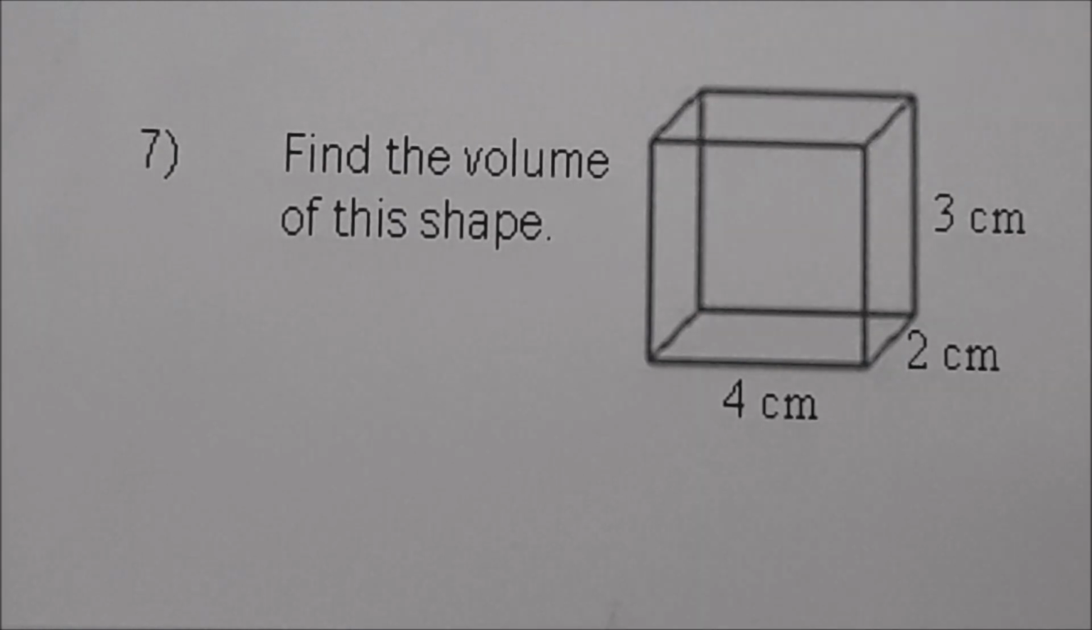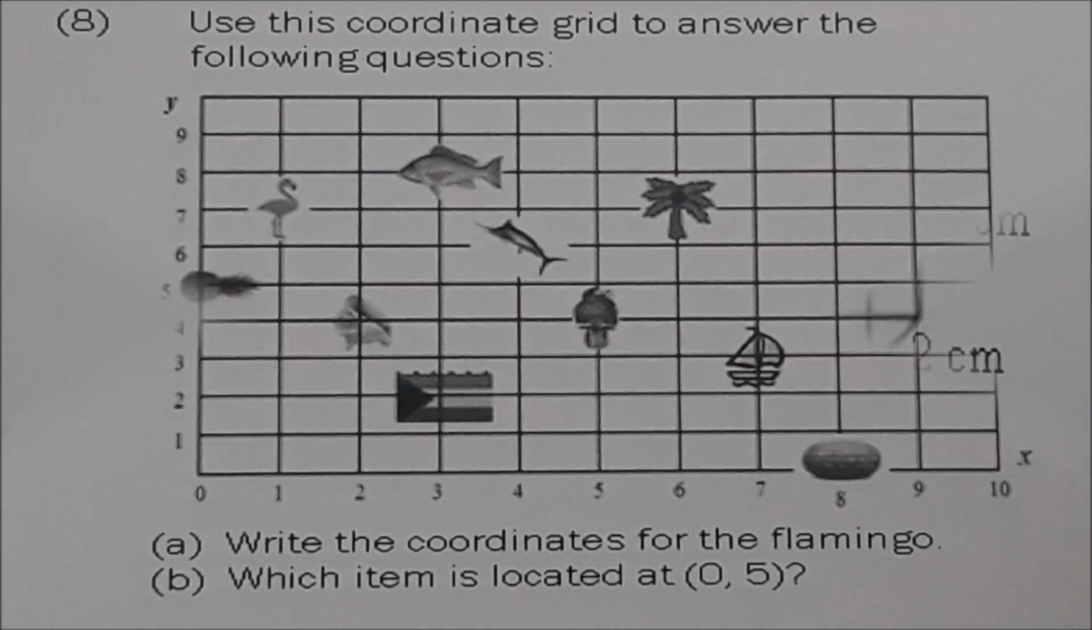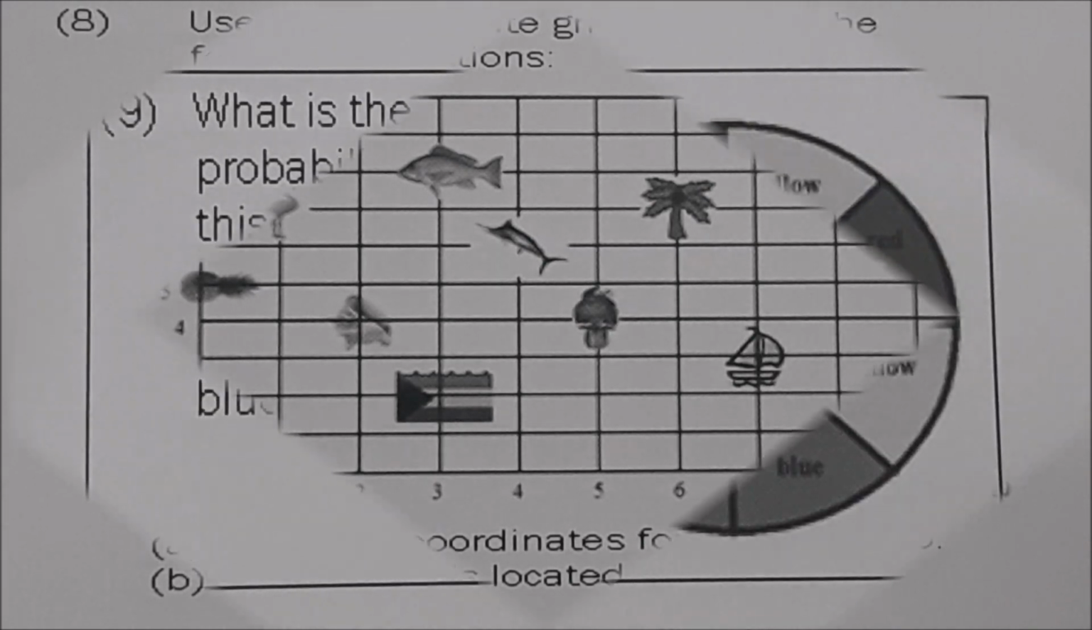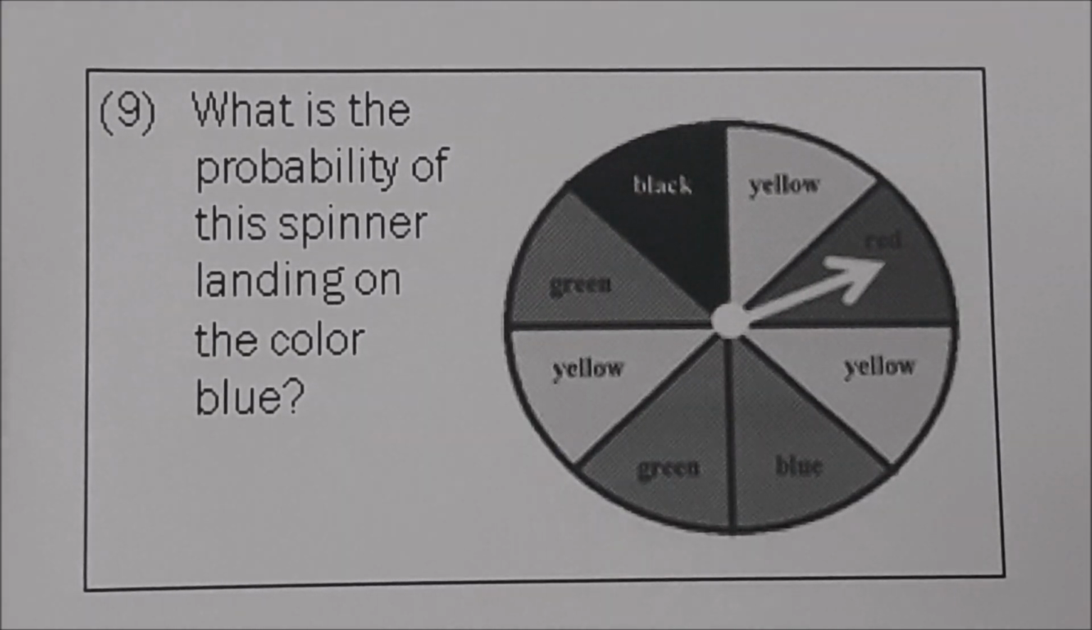7. Find the volume of the shape. Sides 3 centimeters, 2 centimeters, 4 centimeters. Number 8. Use this coordinate grid to answer the following questions. A. Write the coordinates for the flamingo. B. Which item is located at the coordinate 0, 5. Number 9. What is the probability of this spinner landing on the color blue?